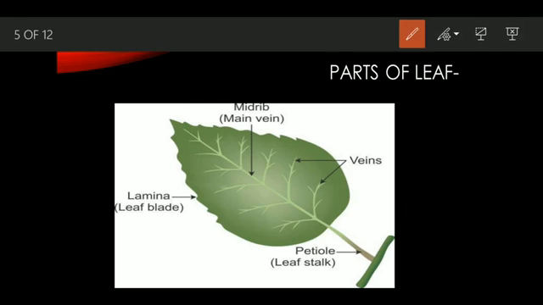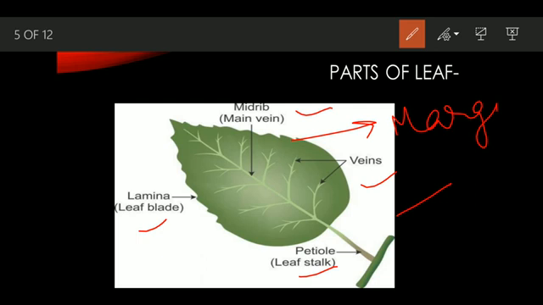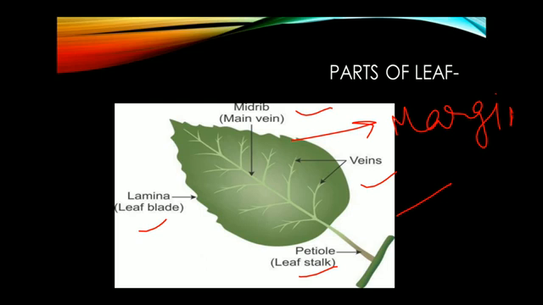Next, parts of the leaf. As you can see here, this is the diagram of a leaf, and it mentions the different parts of the leaf. You can easily see the veins, midrib, petiole, lamina, and the edges of the leaf, which are also known as the margin. So all of these are the parts of a leaf. One by one we will study them.